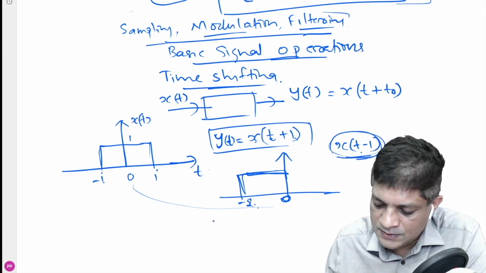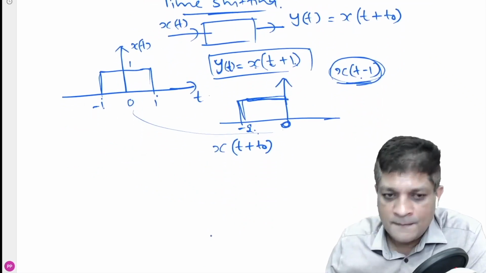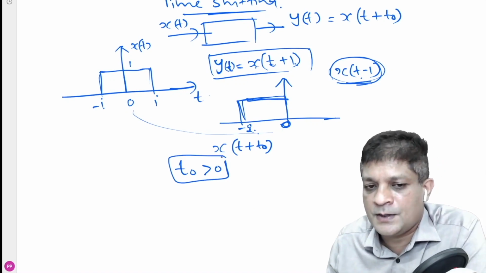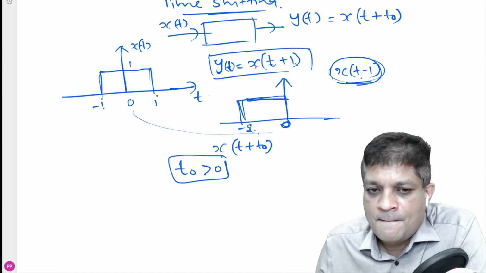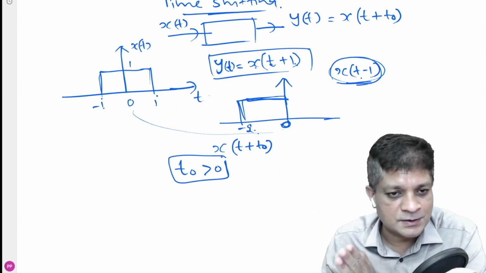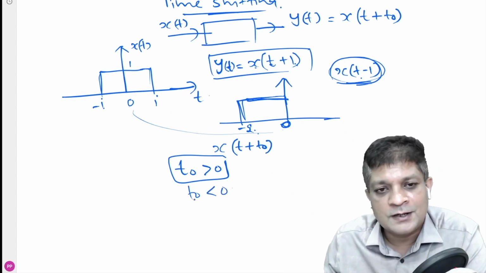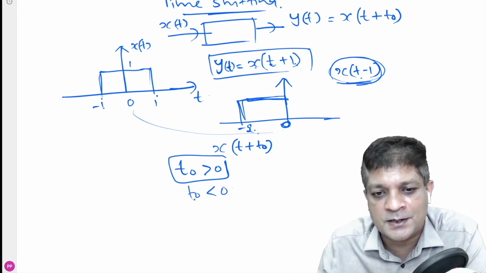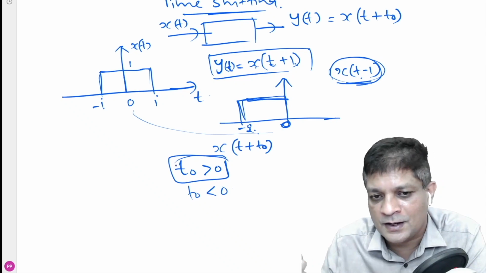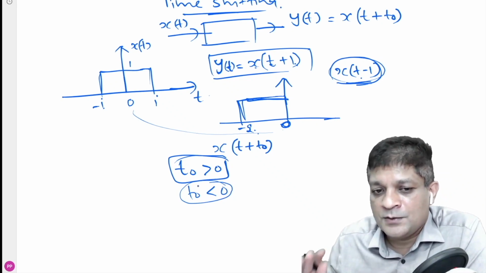Now can we generalize this? x(t + t0), if t0 is greater than 0, if t0 is positive, what will happen? Is it a time delay or time advance? Advance. That means you have to visualize also. It is shifting left. For t0 less than 0, it is a time delay. You are shifting the signal right by t0. In the first case you are shifting the signal left by t0, and here it is shifting right by t0, a delay. And you have to visualize that.